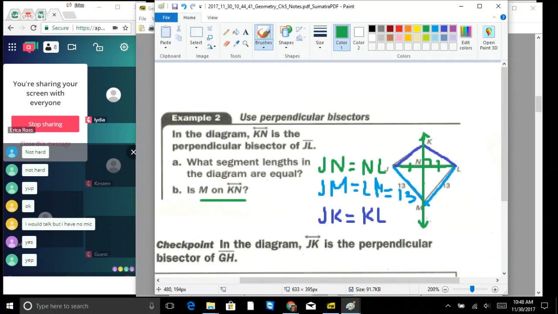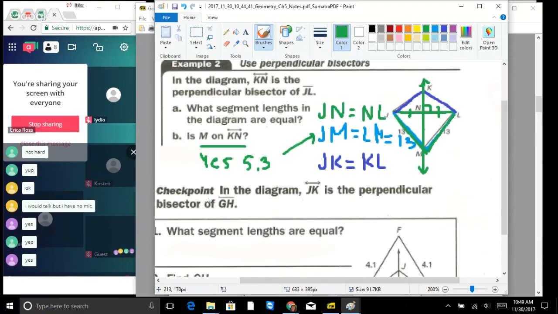So we know that if we continue the line on, and this line segment and this line segment are equal to each other, if we use the converse of the segment bisector theorem, we can say that yes, because of theorem 5.3, and we know that JM and LM are equal to each other, that M is on KN. Okay? Make sense? All right, cool.